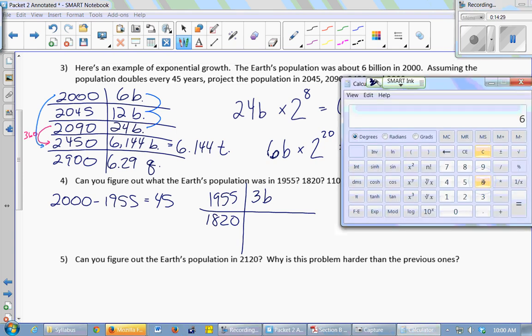I could just do 6 divided by 2, divided by 2, divided by 2, divided by 2, and I would get 0.375 billion, or 375 million.